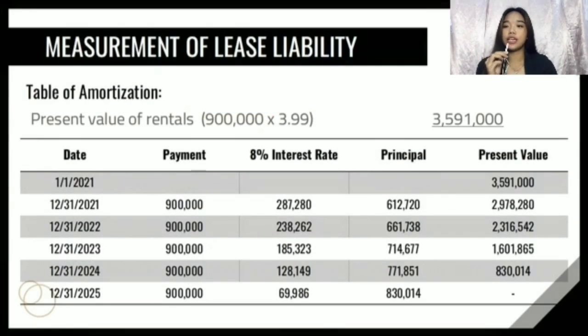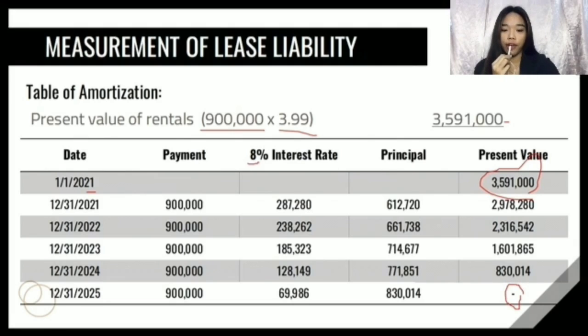So, the table of amortization. Ang present value of rentals is 3,591,000. So, that's 900,000 times the present value factor, which is 3.99. January 1, 2021, the present value is 3,591,000. Then we'll get the 8% interest, 287,280. So the principal payment now is 612,720. So gagawin natin yung process na yon until maging 0 na ang present value at the end of 2025.